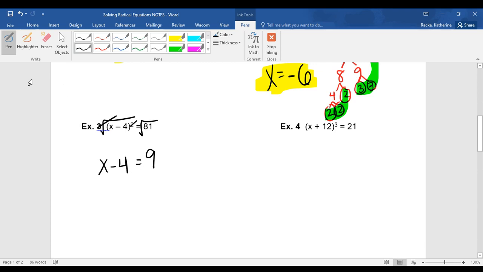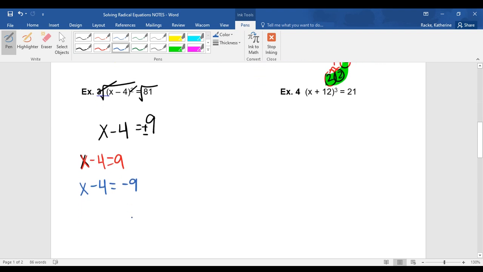Okay, here's the case. Remember, when we square root a number, it always gives us a plus and a minus answer. So because it does this, you need to make two equations. You need to make x minus 4 equals a positive 9, and x minus 4 equals a negative 9. You need to solve both of them for x so you can have two answers, okay?